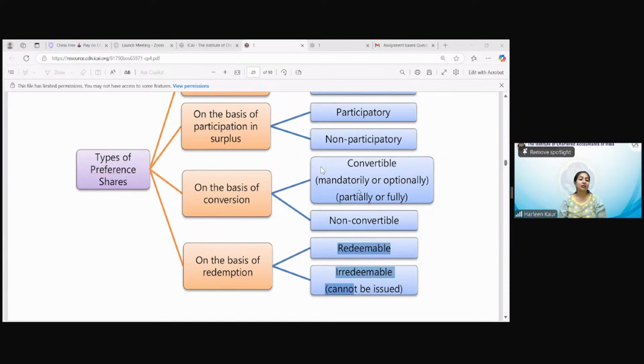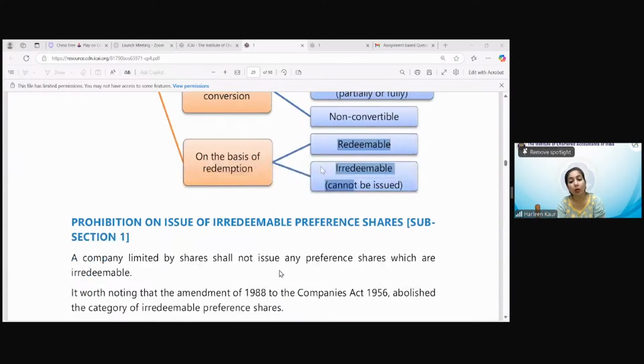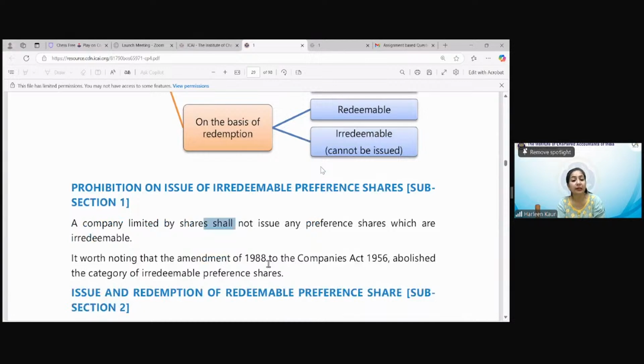Irredeemable preference shares are never issued, unless and until you have such provisions. Otherwise, irredeemable cannot be issued. Now, there is a prohibition on irredeemable. A company cannot issue any preference shares which are irredeemable. This happened in the amendment of 1988, abolishing the category of irredeemable.